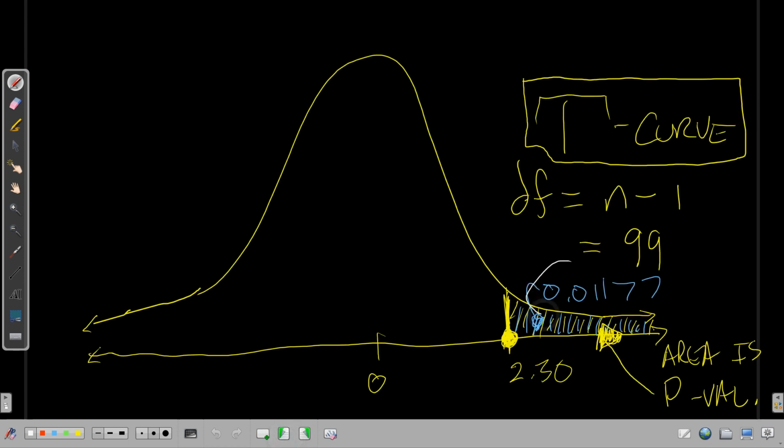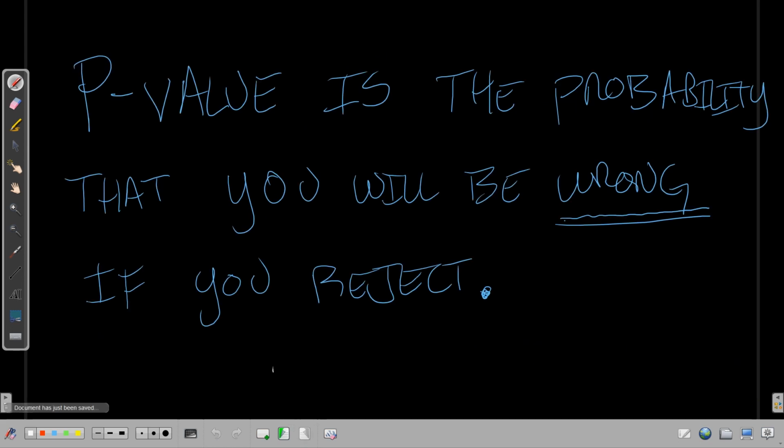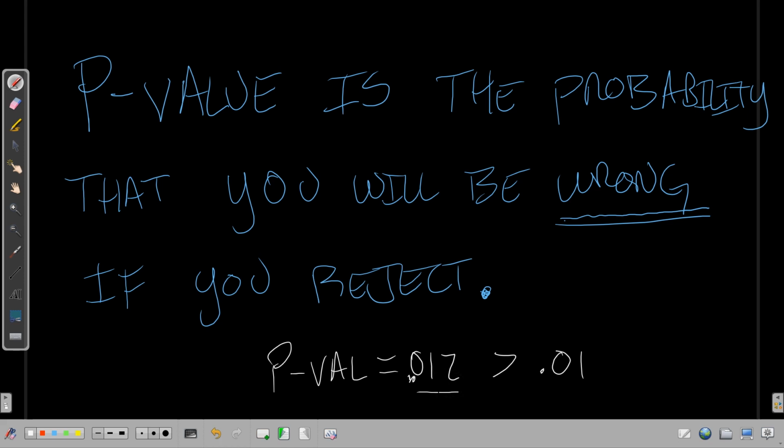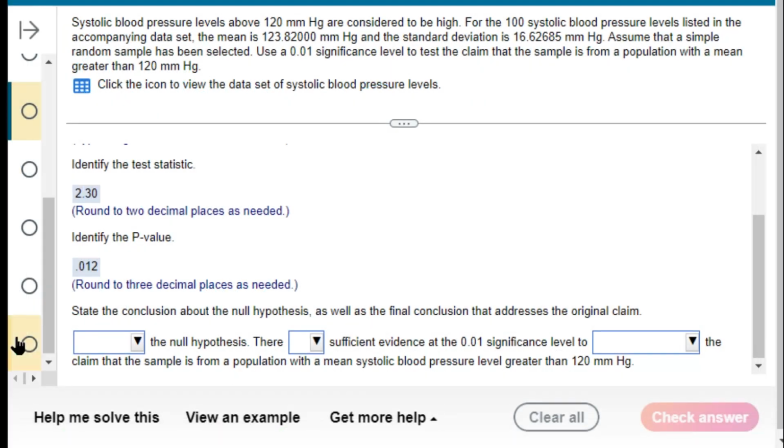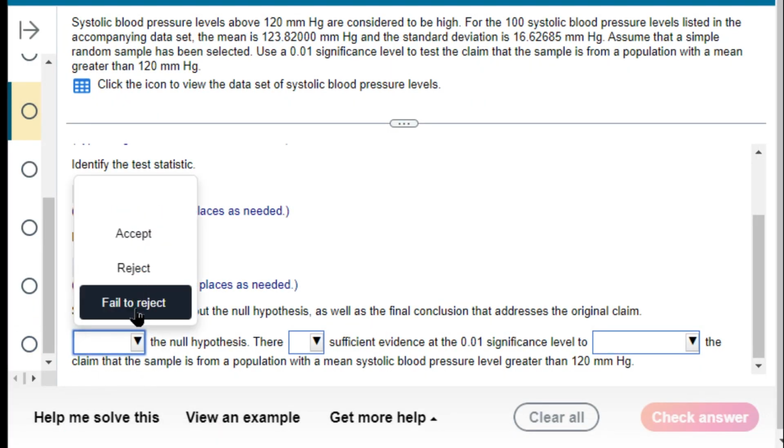Well, we found that our p-value was 0.012. That's bigger than 0.01. So even though 0.012 is small, it's a 1.2% chance of being wrong if we reject. That's over 1%, so we will need to fail to reject.